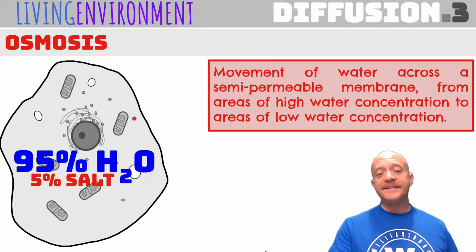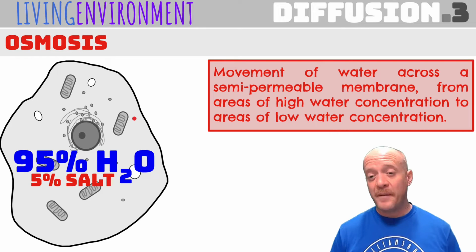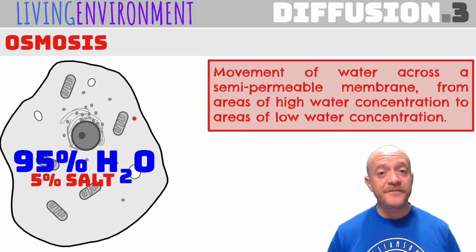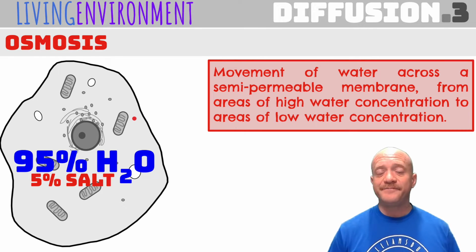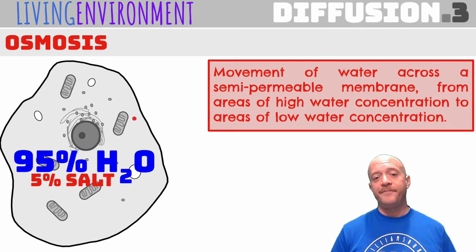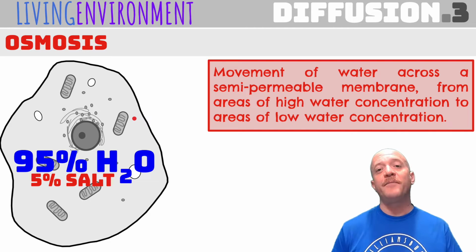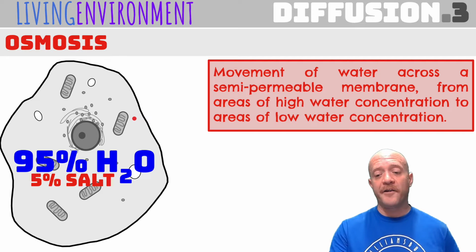So osmosis is defined as the movement of water across a semi-permeable membrane from areas of high water concentration to areas of low water concentration. Another way of saying it, osmosis is diffusion of water across a membrane. And remember, whenever there's diffusion, you're going from high to low. So in this case, osmosis, high water to low water.